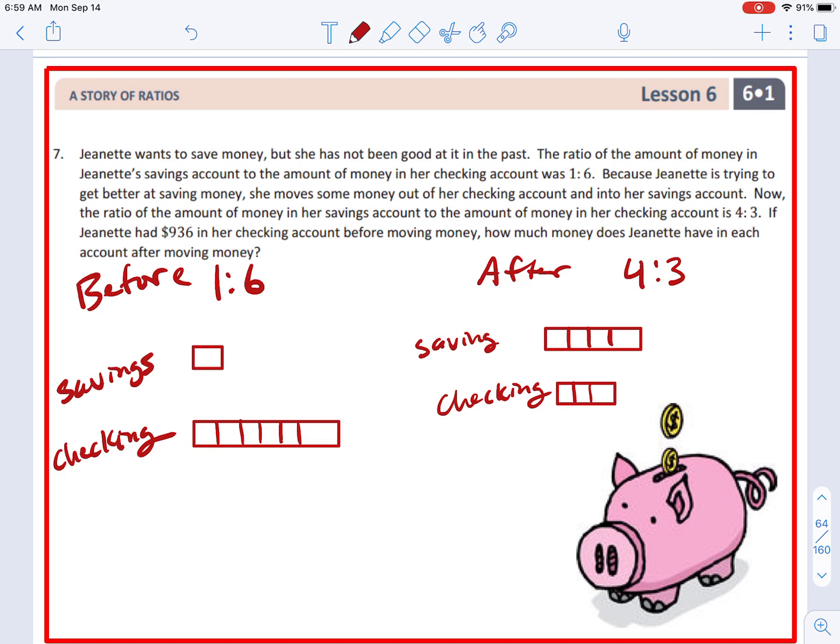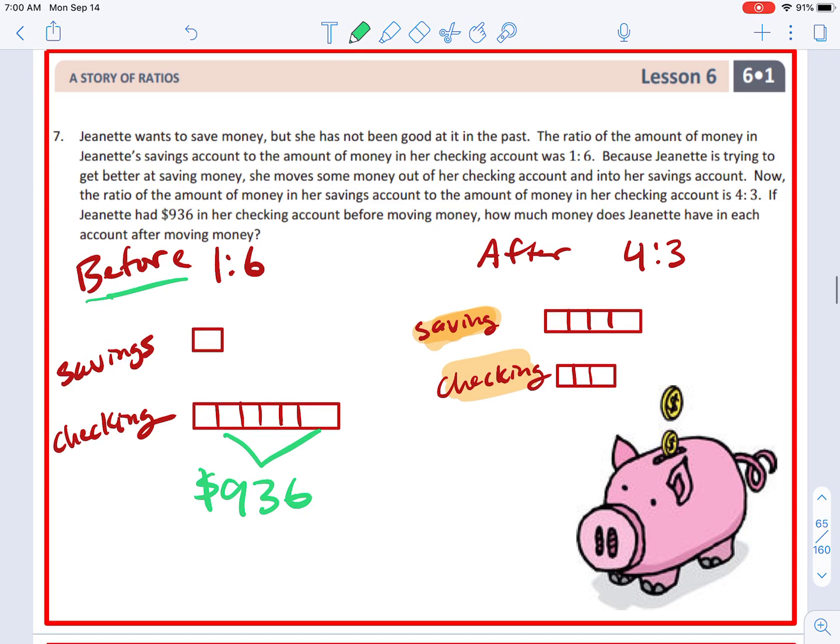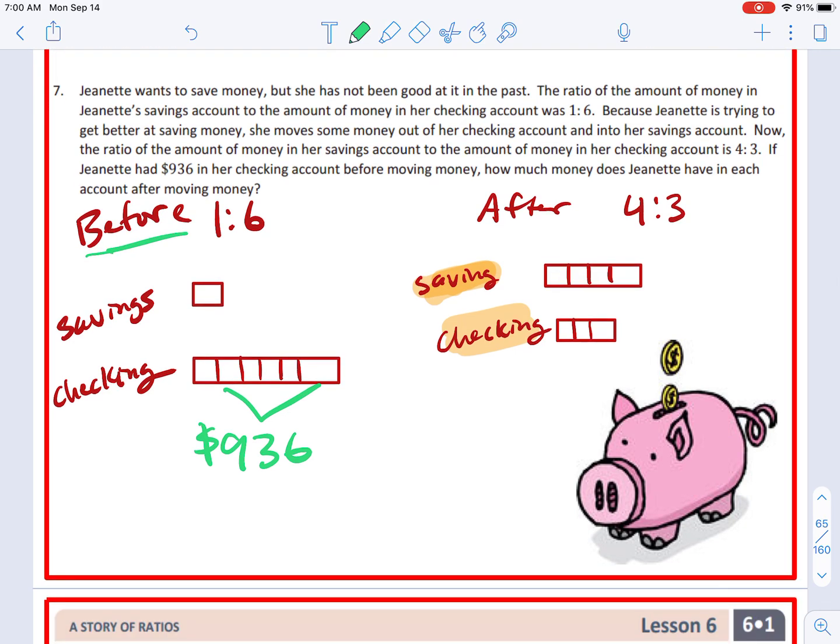Okay, if Janet had $936 in her checking account before moving money, so that was before she moved the money, so right here, she had 936 in her checking account. How much money does Janet have in each account after moving money? So we need to figure out how much is in each of her accounts after. So we have $936 here, and we have 6 units. So we have to do 936 divided by 6.